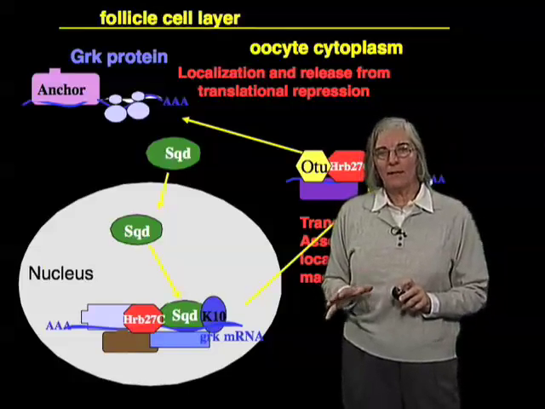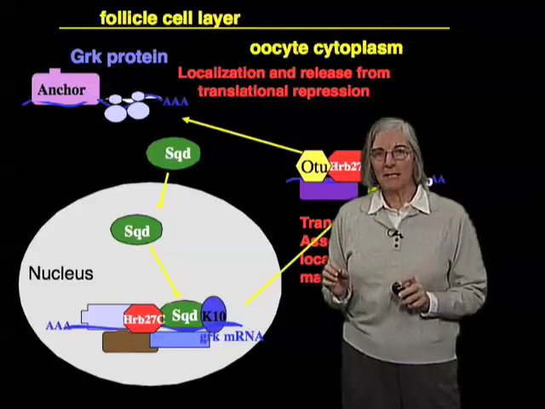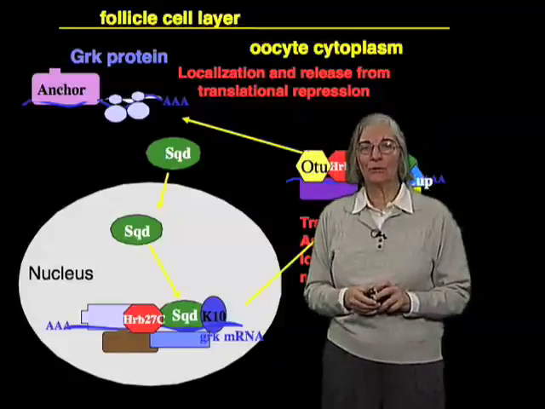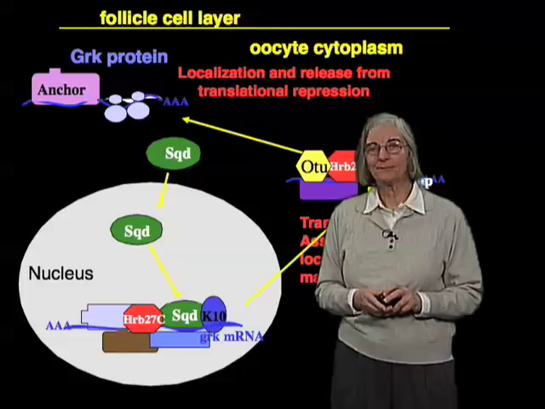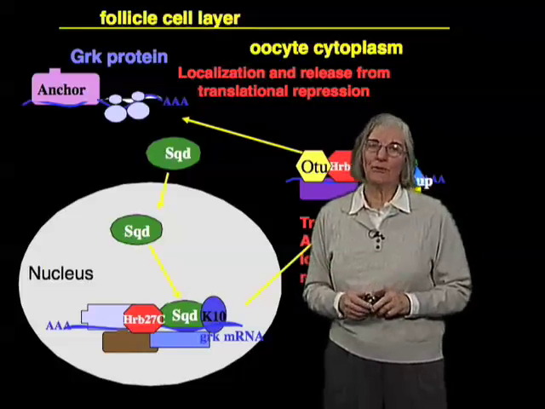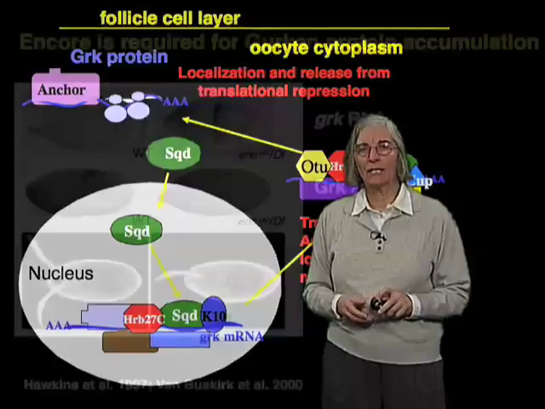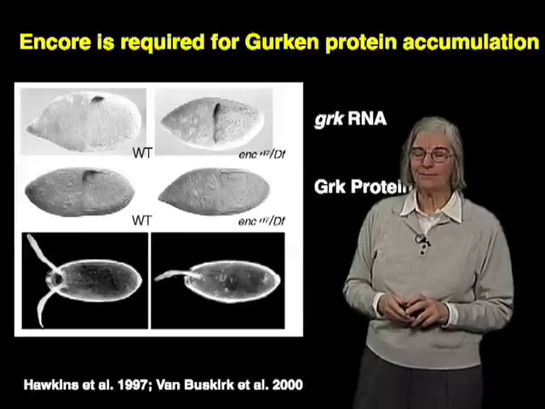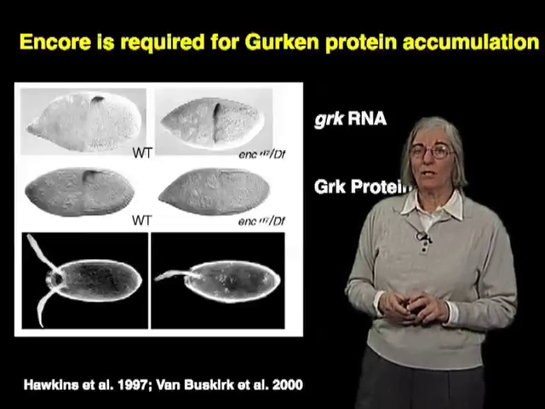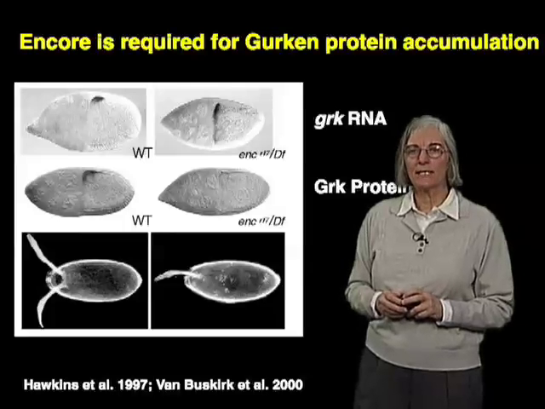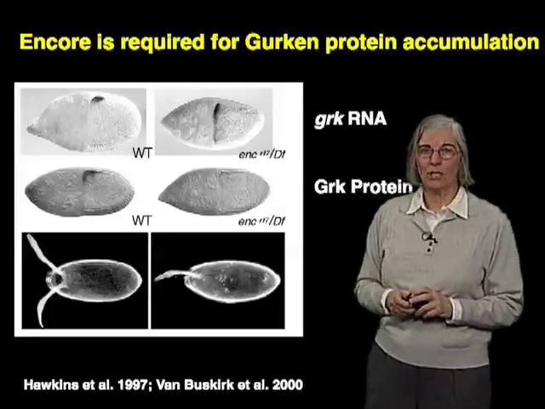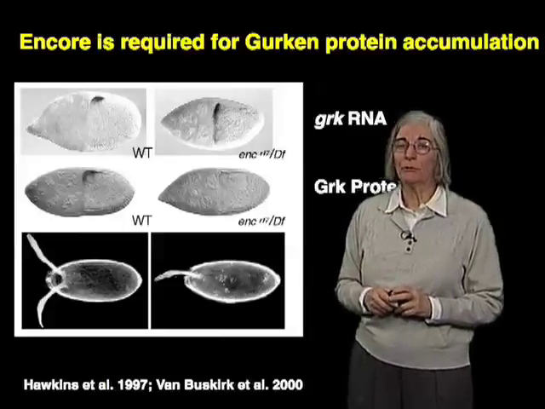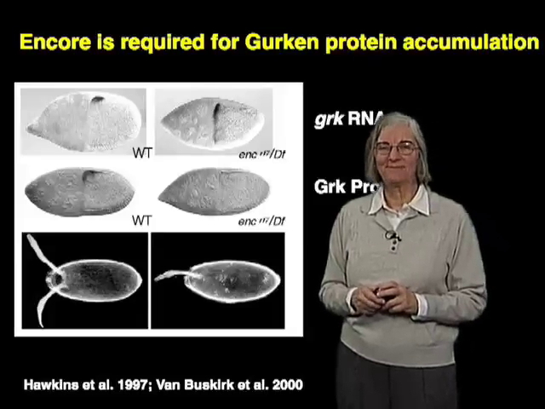Now, we have, of course, many questions here. For instance, what is this anchor that anchors the Gurken protein in this dorsal anterior corner? We have a candidate protein that we think might be involved in this anchoring, and that is the protein encoded by a gene called ENCORE. ENCORE is a gene that also has multiple functions during oogenesis. But at this particular stage in oogenesis, it seems to be required for high levels of Gurken protein accumulation.